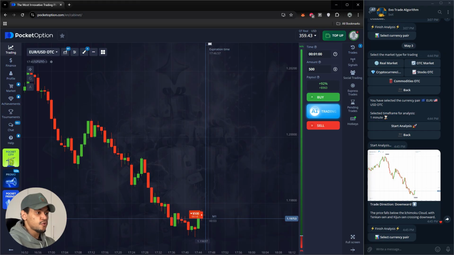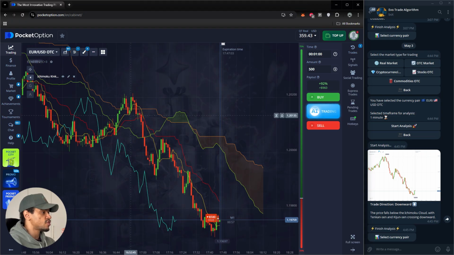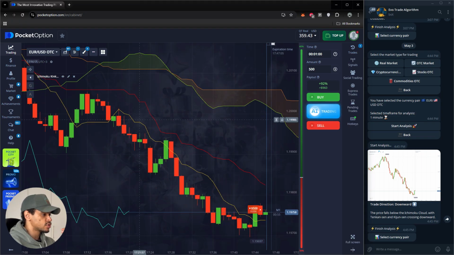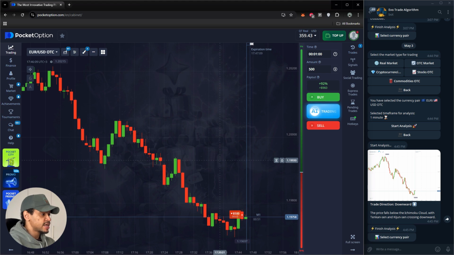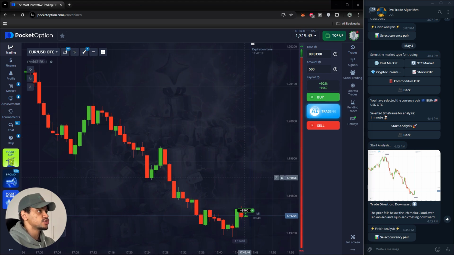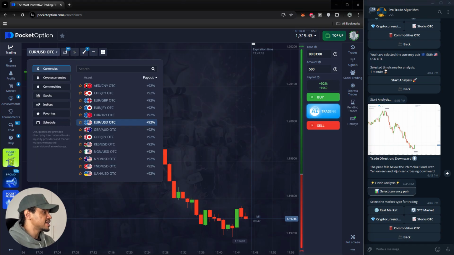The price falls below the Ichimoku Cloud with Tenkan-sen and Kijun-sen crossing downward, and you can add it to your chart and see it right there. We are below the cloud. We have the cross in the downwards direction, and this is how this robot is able to bring you profit. There you go. We are already at 1.3K and we just started our trading session. So all we need to do is just make a couple of those trades.